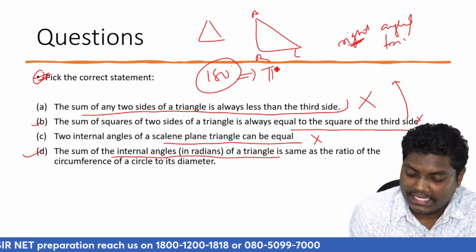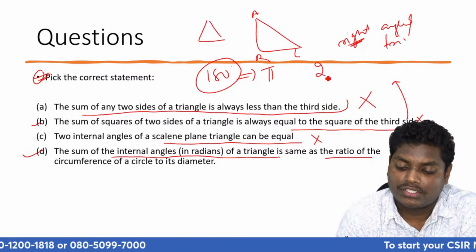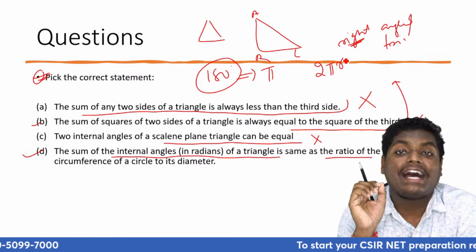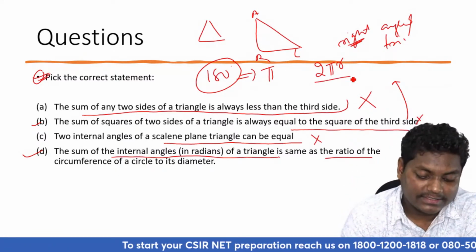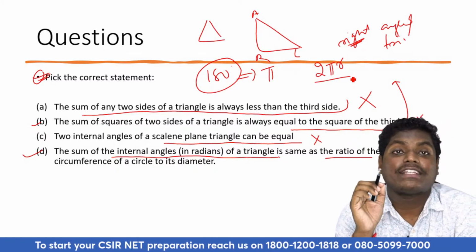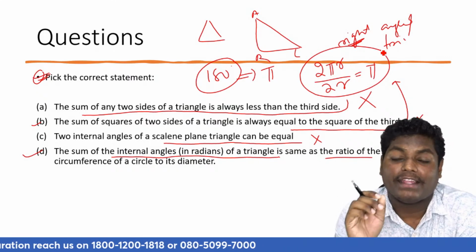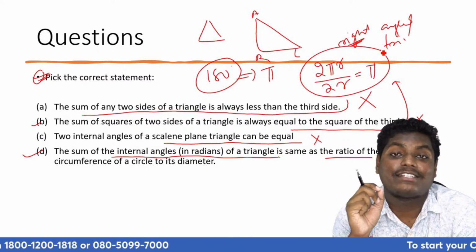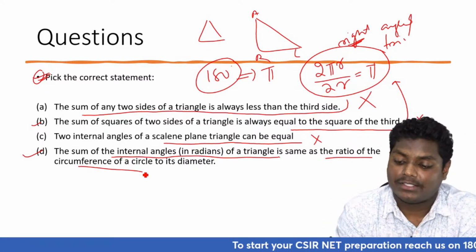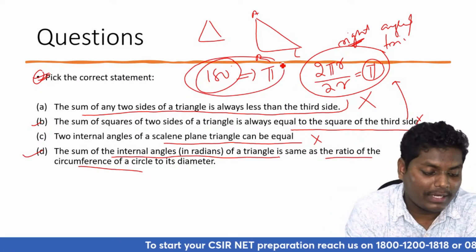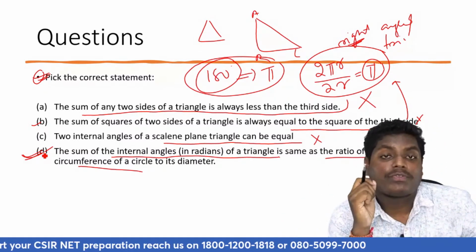This will be equal to the ratio of the circumference of a circle. So the circumference of a circle is 2 pi r, if we are considering r as the radius, upon the circle diameter. The diameter of the circle will be given by 2r. So we can see this ratio is coming out to pi. In fact, this is how pi is defined. It is defined as the ratio of the circumference of a circle to the diameter. So this is pi and this will be equal to pi. So option D is correct. Okay, great.